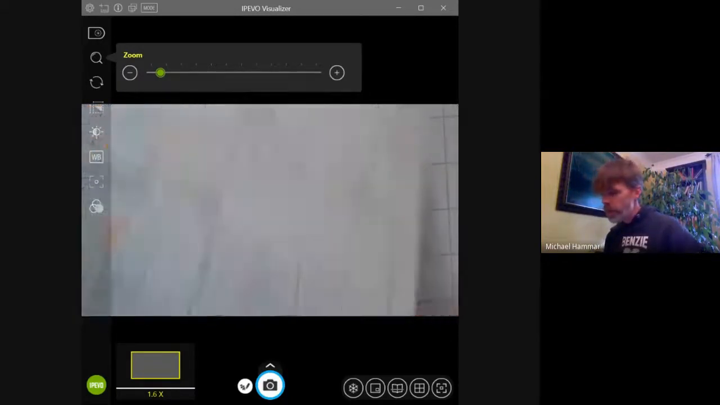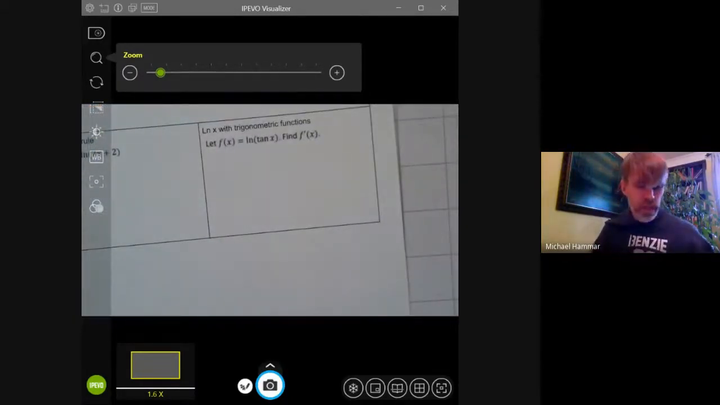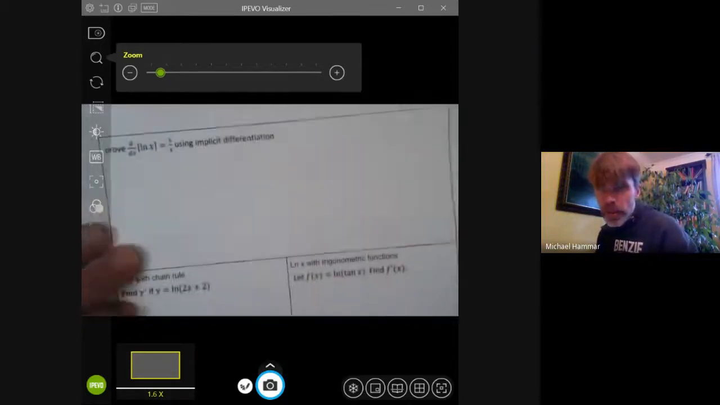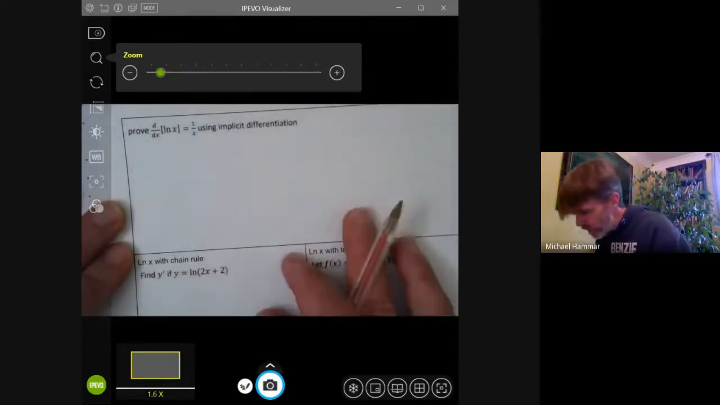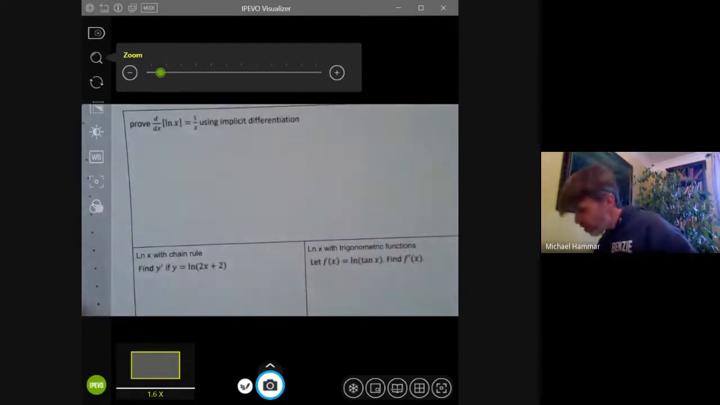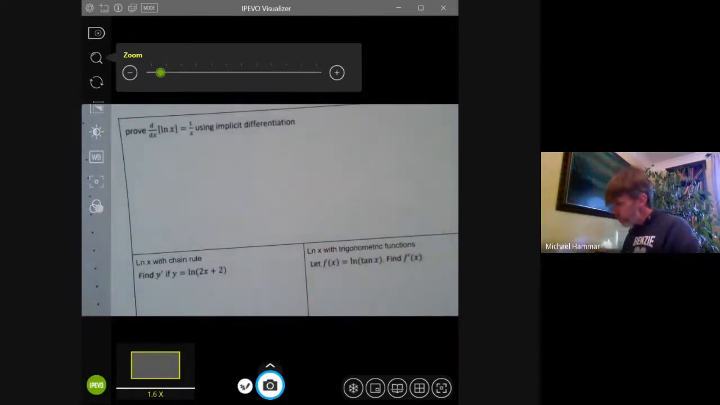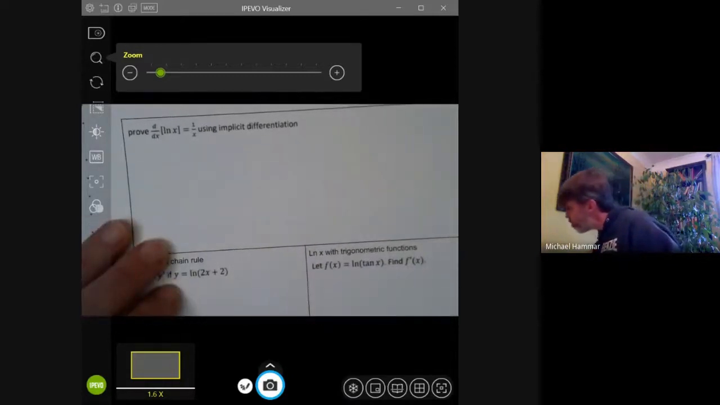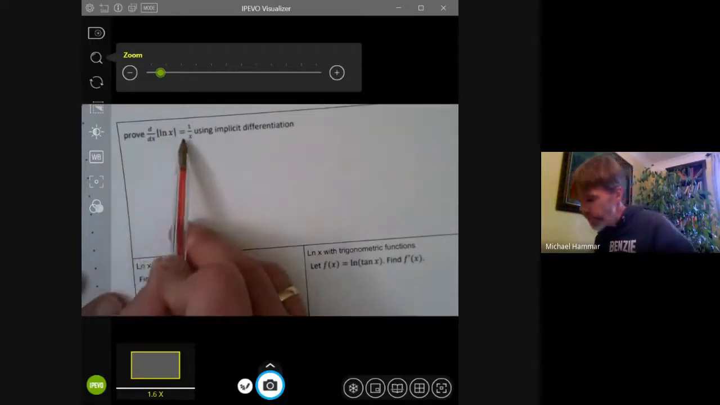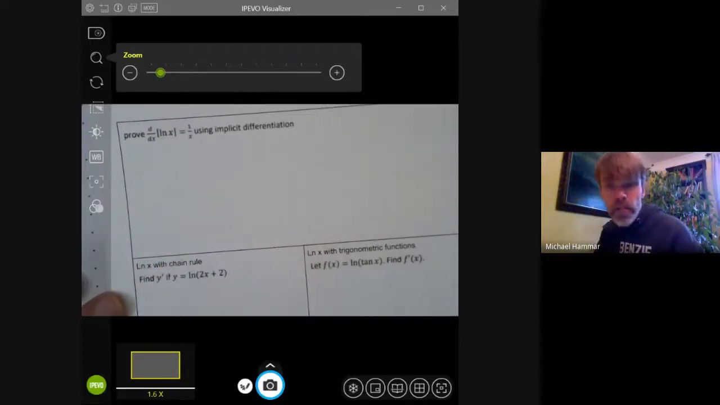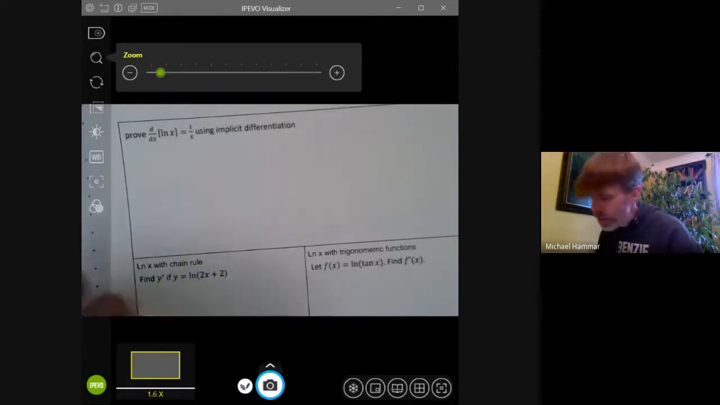Okay, so let's go through and do some problems that involve natural log. I'm going to do kind of the same thing that we did in the previous problem, and we are going to go through and try to calculate a couple of things. So what we're going to do is prove that the derivative of natural log of x equals 1 over x. Here's how we're going to do that.